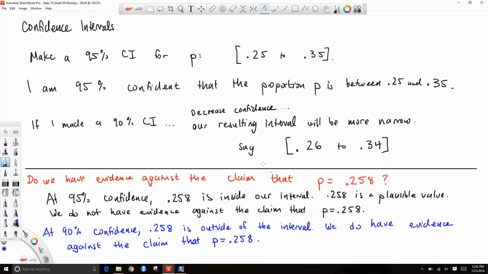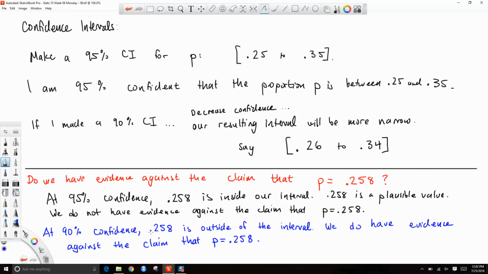Because all we did was shift the confidence level, okay? And that's exactly what happens. If you're willing to be less confident, you can start saying stuff like, I have evidence against this claim. It's just the confidence in your statements gets lower and lower, okay? So you can start to reject certain values of P more easily, but you'll be less confident in that statement.